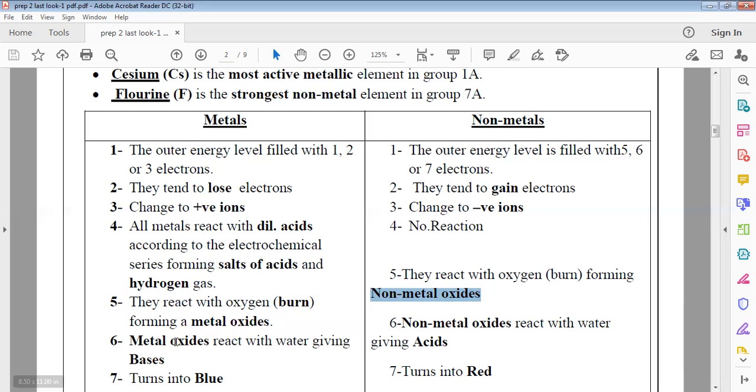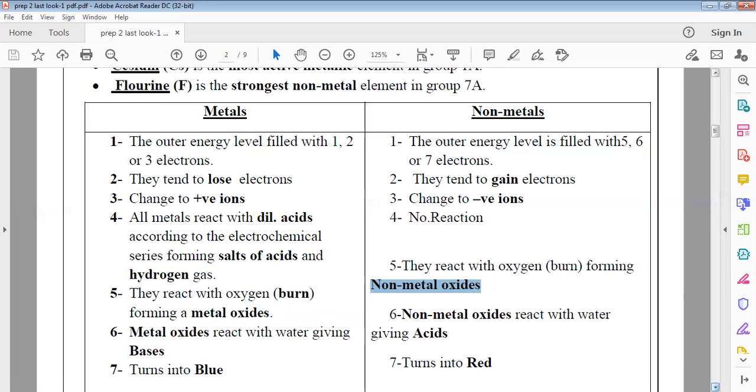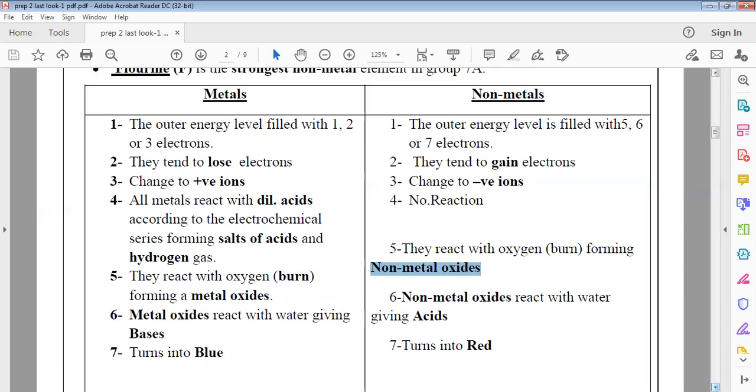What else? Let's talk about the metal oxide. Metal oxide reacts with water and gives a base. How can I prove that I really have a base? By using litmus paper or litmus solution, it will turn blue. For non-metal oxide, it will react with water and give acid. How can we prove that? By using litmus paper or litmus solution, it will change its color into red.